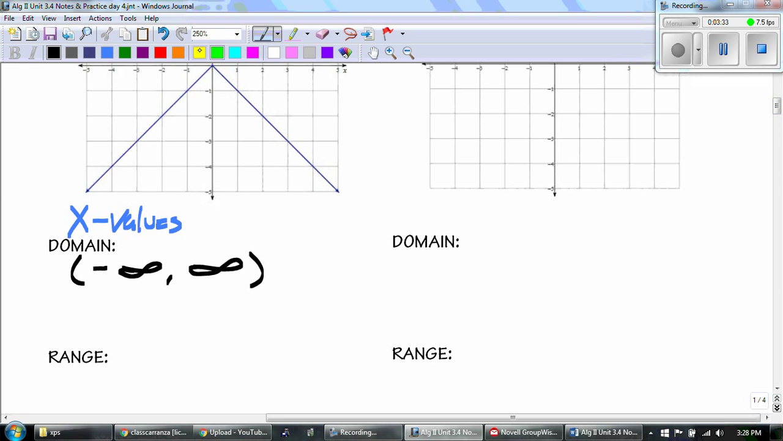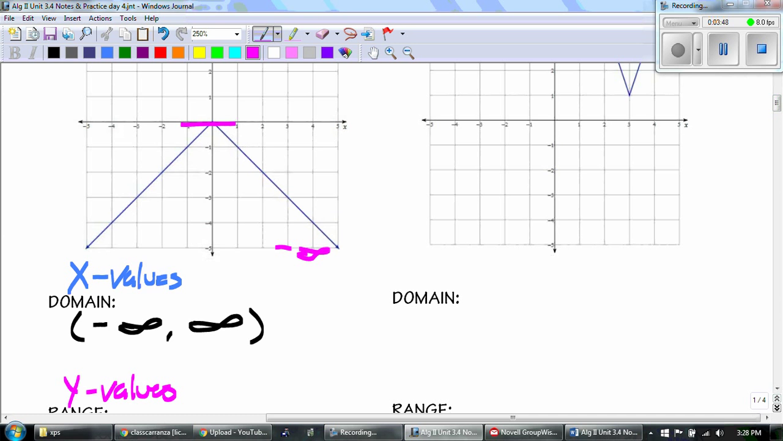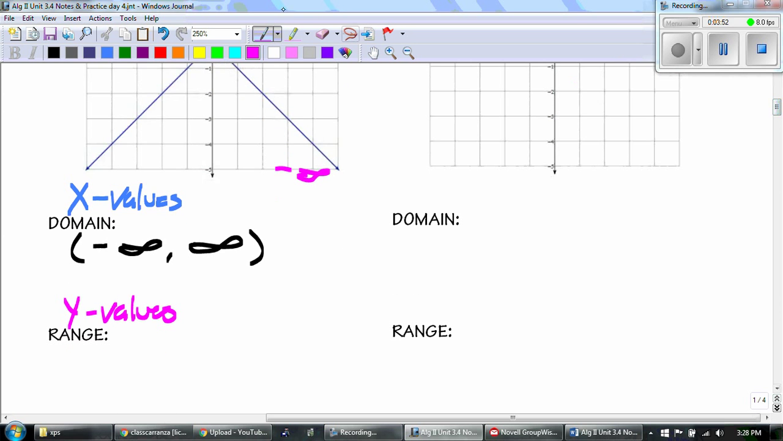Now for the range, our y values, it keeps going down and down and down, which is negative infinity, and then where does it stop? It stops at 0. So our range is going to be starting at negative infinity, and then it stops at 0.